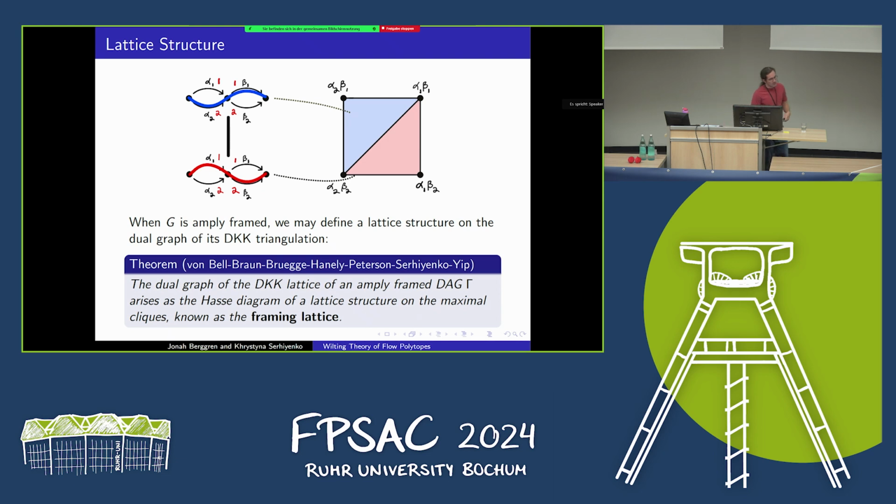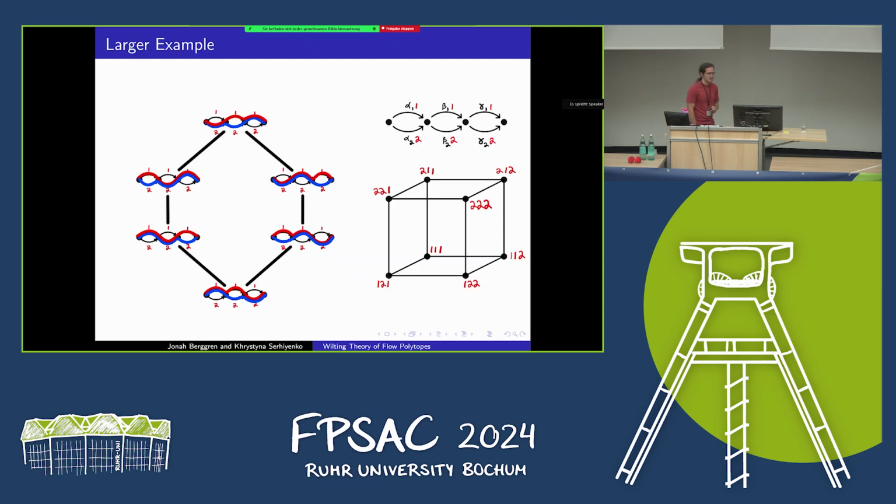And it is also a goal of this project to extend this framing lattice to more framed DAGs than just the amply framed case. So this is the same as the goal that Matthias talked about a little bit ago. Here's just a slightly larger example. So I've taken my friendly square and I've added another little bubble here. Now we are a friendly cube and we have 8 vertices, and our framing lattice happens to look like this. And it's a very pretty picture.